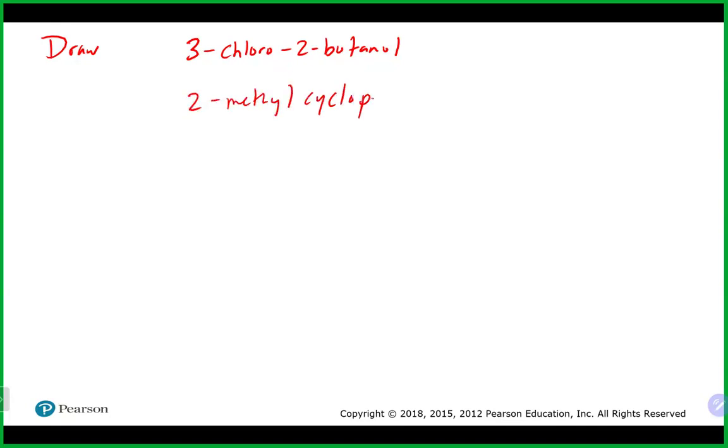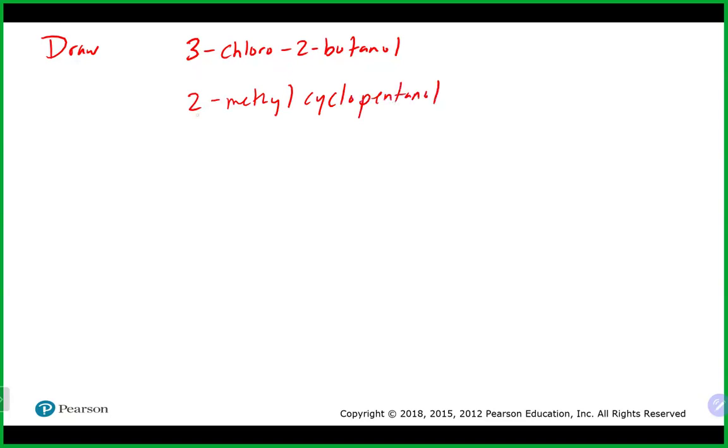Okay, we're going to continue on. Any questions so far about naming alcohols? Why don't we draw a couple here just to make sure we still remember how to do it. Let's draw, let's see here. Let's just draw something. Let's do 3-chloro-2-butanol. Let's draw 2-methylcyclopentanol.